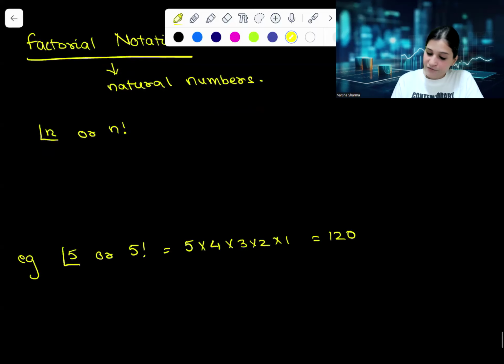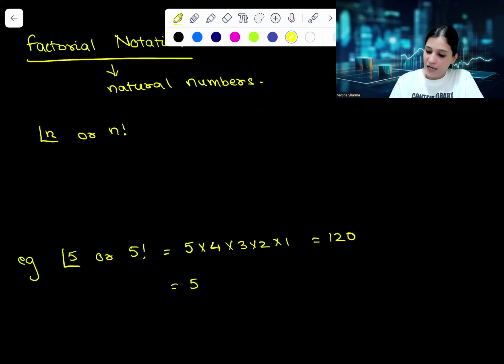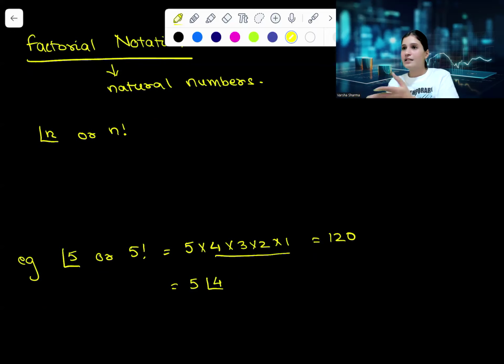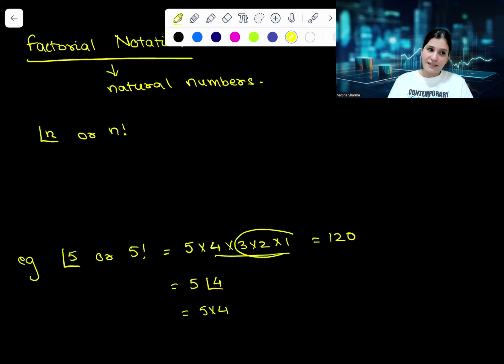Now understand, if I would have kept 5 with me, I would have got 4, 3, 2, 1. 4 into 3 into 2 into 1 can be written as 4 factorial, right? 4 factorial means from 4 till 1. I can also keep 5 and 4, and 3 to 1 can be written as 3 factorial, depending on what I want, right?